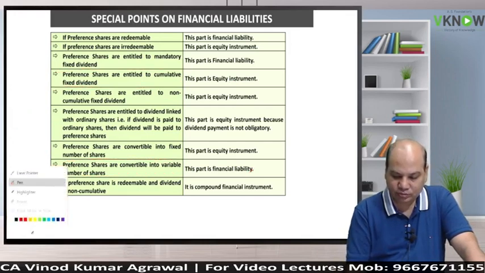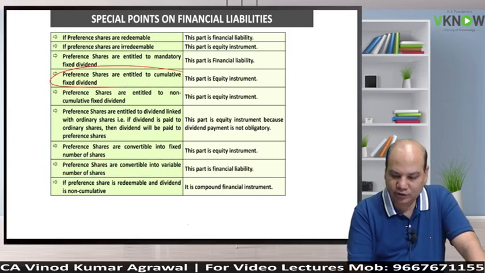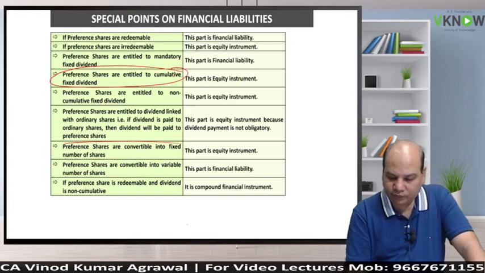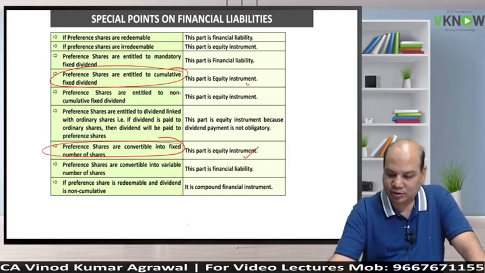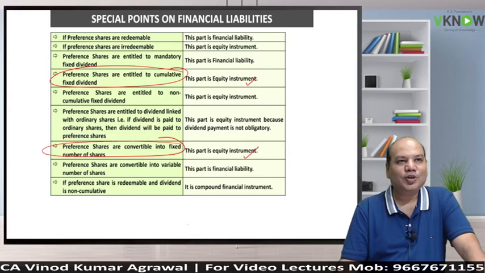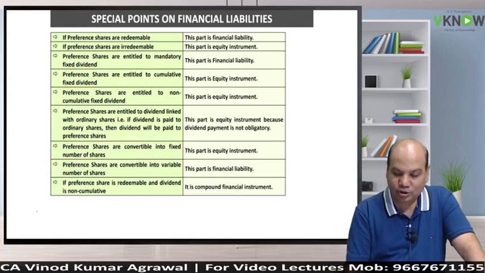Cumulative fixed dividend, fixed number of equity shares to be issued on conversion. This is equity, this is equity. Now the whole instrument will be called an equity instrument. Okay, I'll make one more combo for you.